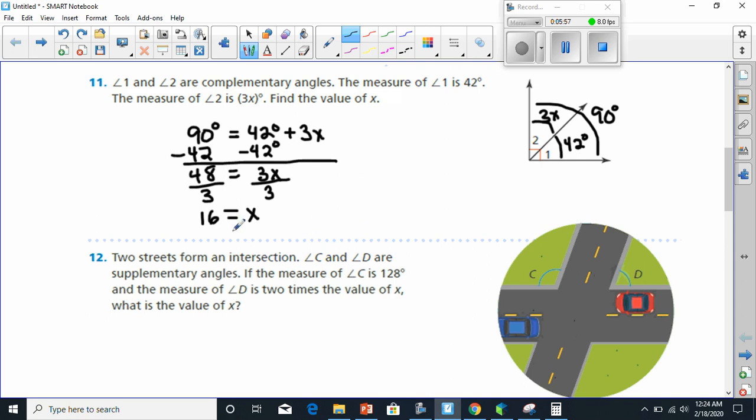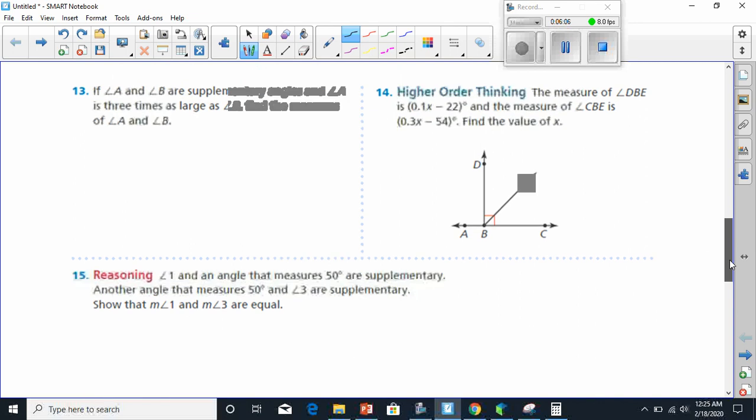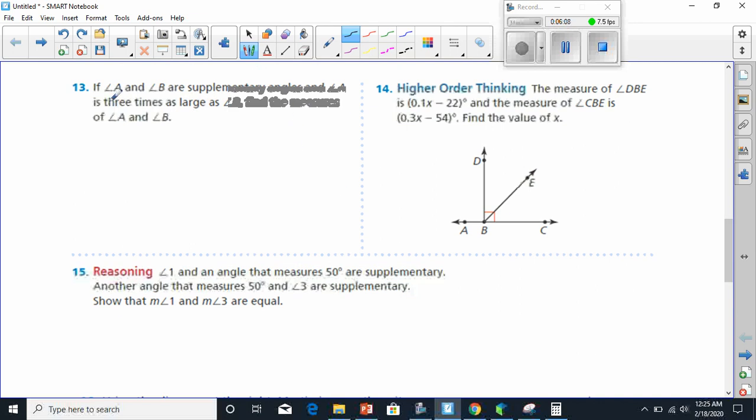Okay, let's see. I think I've got number 13 now. If I scroll down here to number 13, it says that angle A and angle B are supplementary angles. That means that angle A and angle B have to equal 180 degrees.